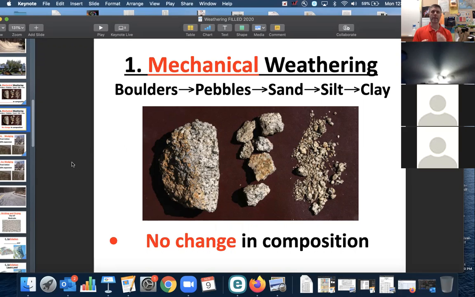So this would be like mechanical weathering, or hitting a rock with a hammer. You haven't really changed the rock chemically. You're just changing the size of it. So that's kind of the main idea of mechanical weathering. The rock is still the rock. It's just a smaller piece of it.